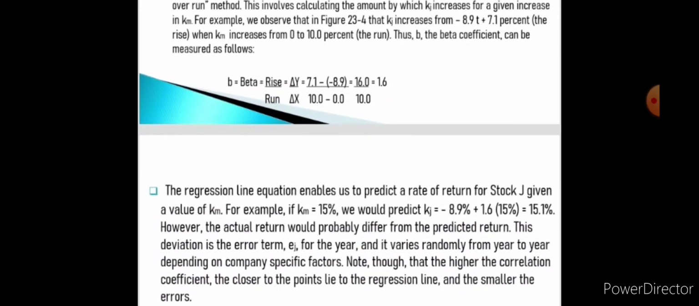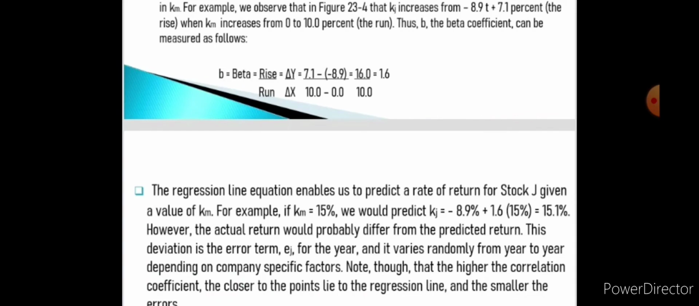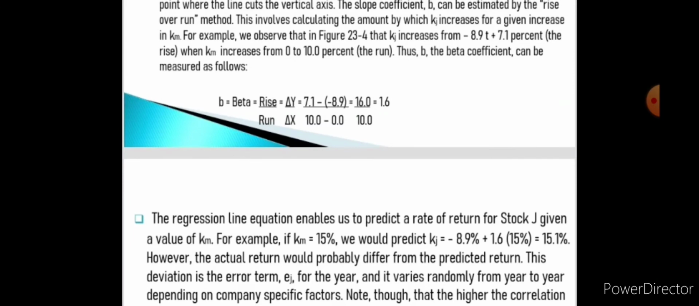For example, we observe in Figure 23-4 that kJ increases from negative 8.9% to plus 7.1%, the rise, when kM increases from 0 to 10%, the run. Thus b, the beta coefficient, can be measured as follows: beta equals rise over run, which is 7.1 minus negative 8.9 over 10, equals 16.0 over 10 equals 1.6.